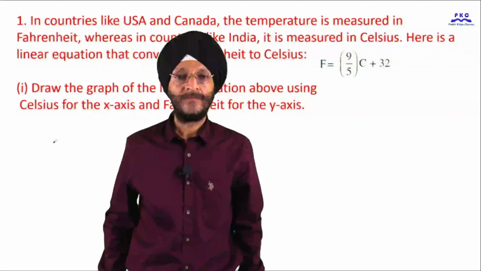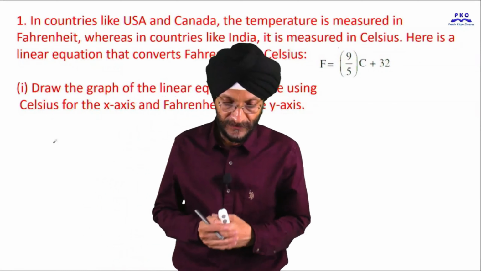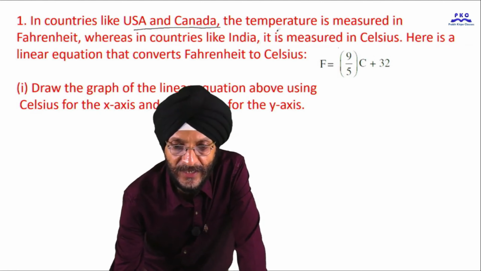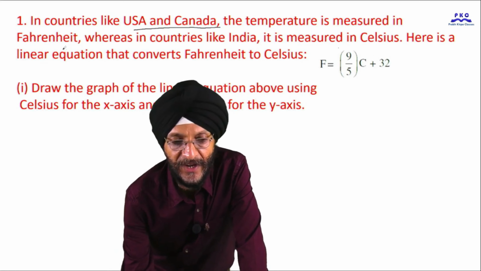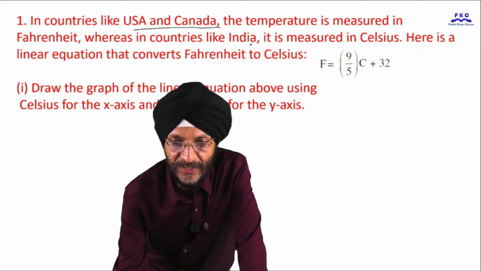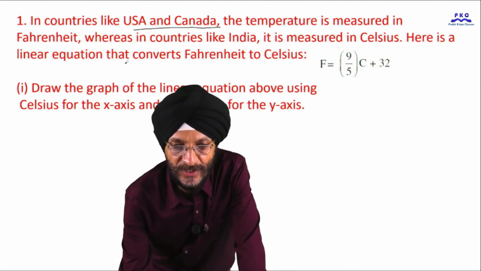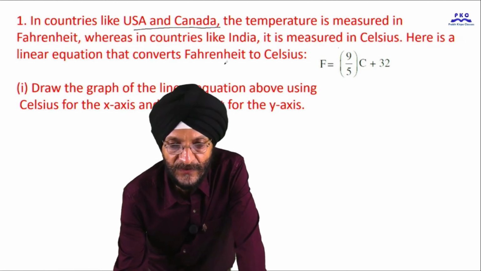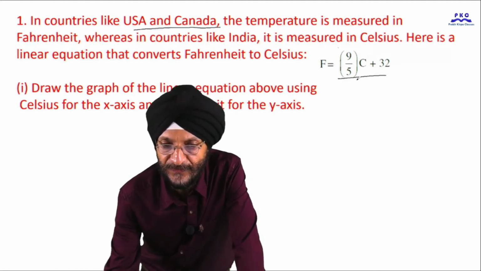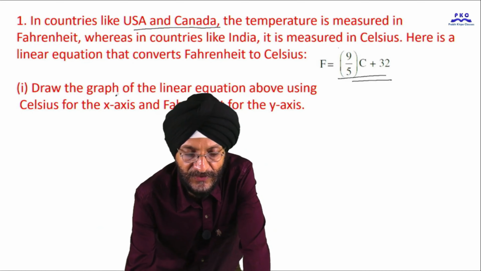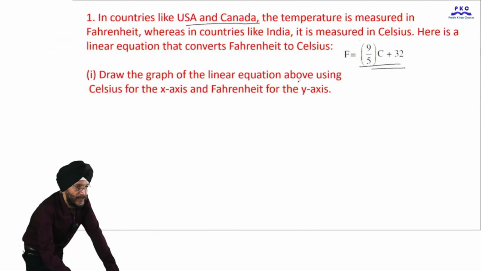these questions. Now the question before us is: in countries like USA and Canada, the temperature is measured in Fahrenheit, whereas in countries like India, it is measured in Celsius. Here is a linear equation that converts Fahrenheit to Celsius. This is the equation. Now what are we to do? Draw the graph of the linear equation above using Celsius for x-axis and Fahrenheit for y-axis.